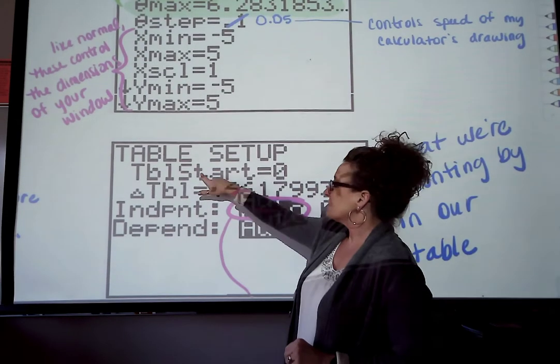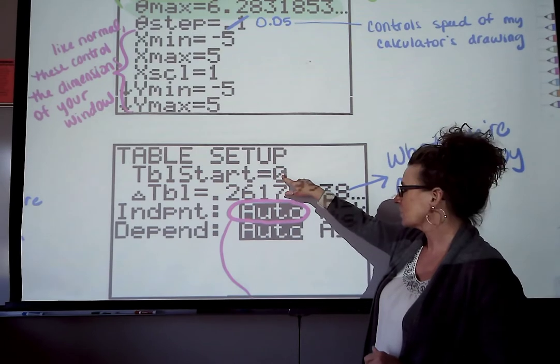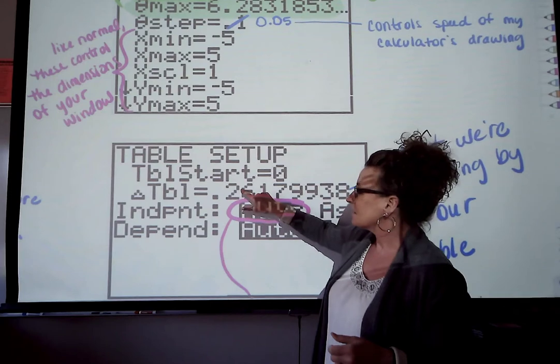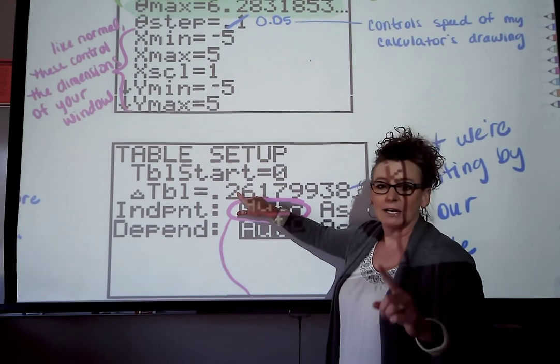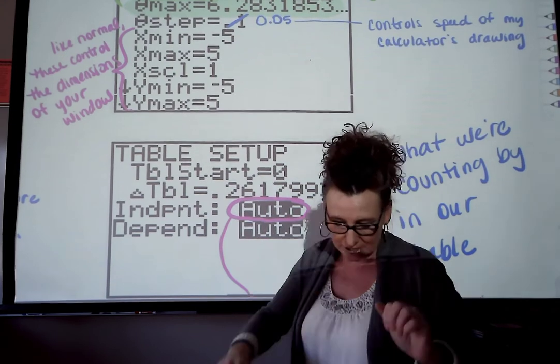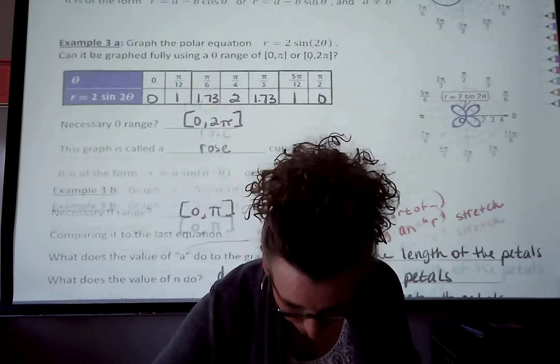I want you to put table start 0. Okay. The next is what we're counting by. And hold on just a second. Put your calculator down for just a second. I want to show you something. What do we want to count by in our table?